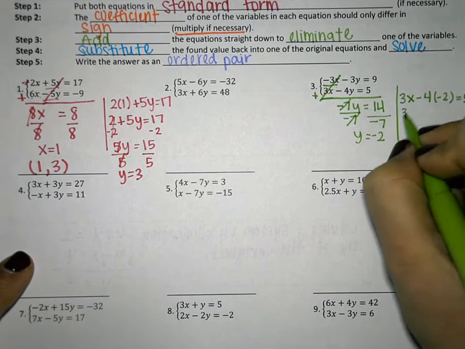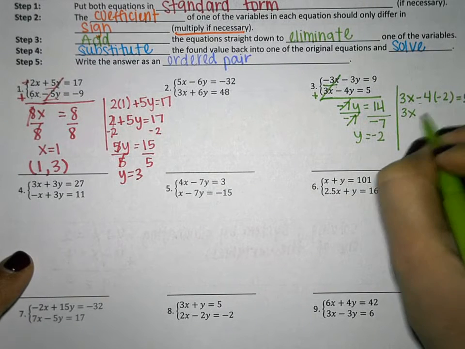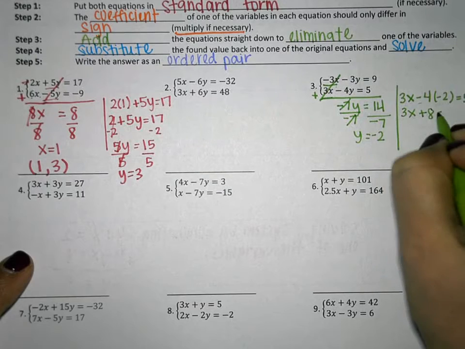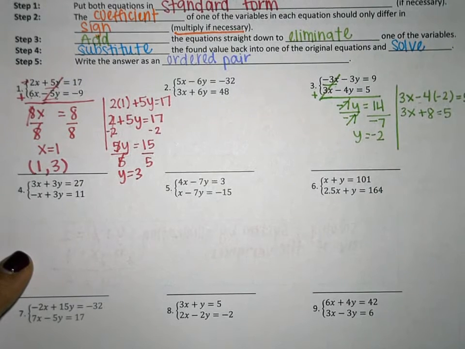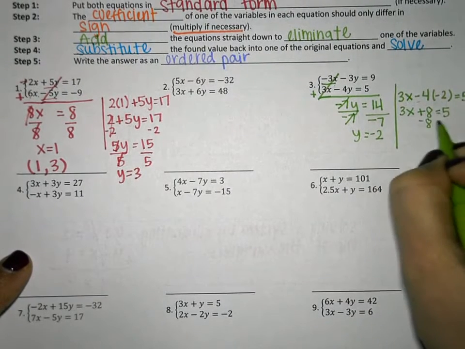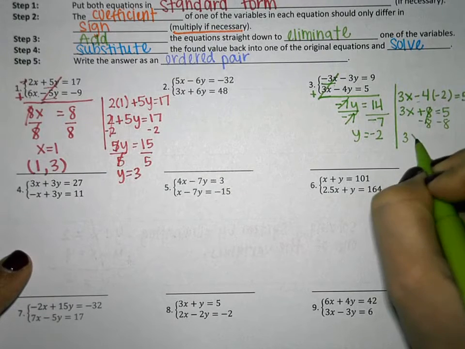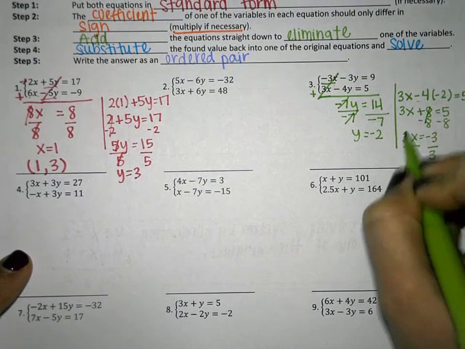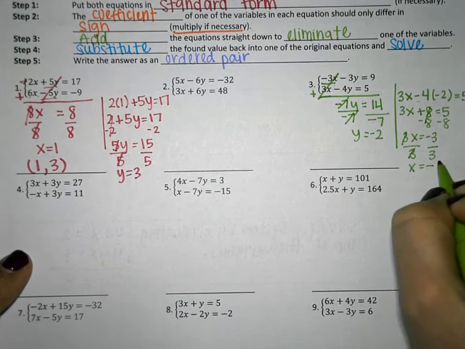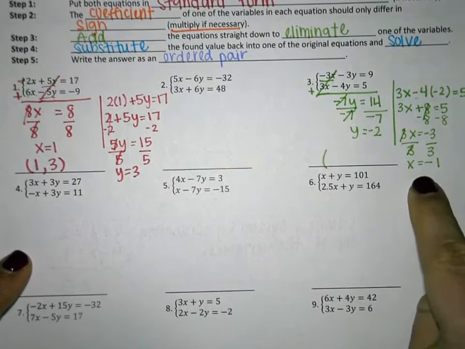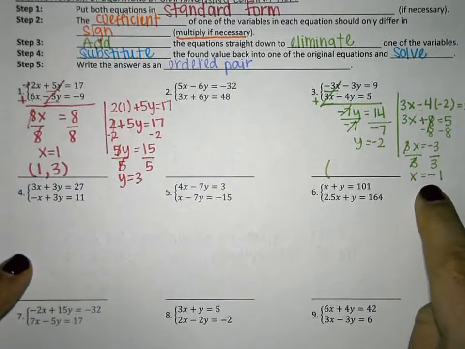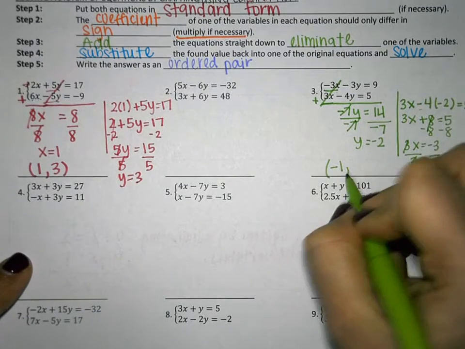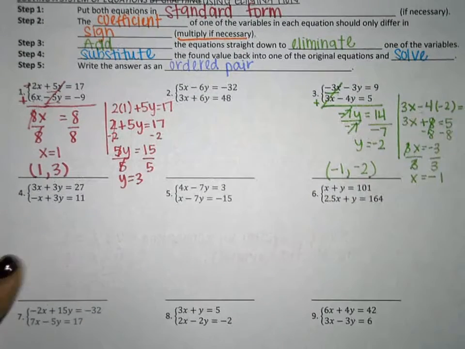So that gives me 3x. Negative 4 times negative 2 is plus 8 equals 5. Subtract 8. So 3x equals negative 3, and when I divide both sides by 3, I get x equals negative 1. So my ordered pair is always x comma y. So negative 1, negative 2.